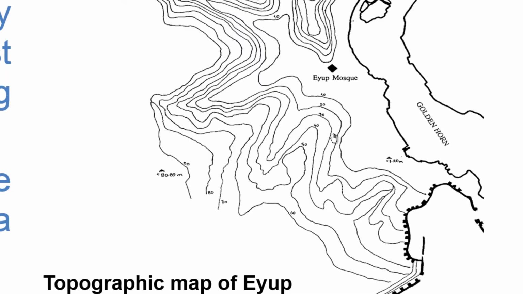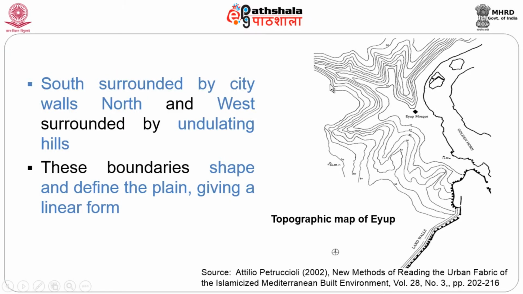So this is explaining the topography and the landscape characteristics of this place, how the topography of the place has given rise to certain settlements over a period of time. These boundaries, which are the river towards one side, hills towards two sides, the northern side and the western side, and towards the south side the city walls, define the plane where the mosque is located.